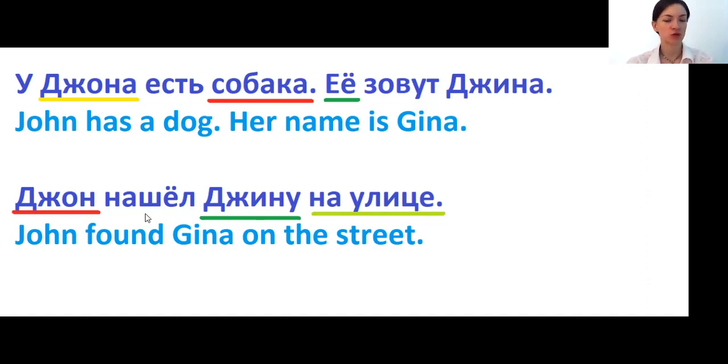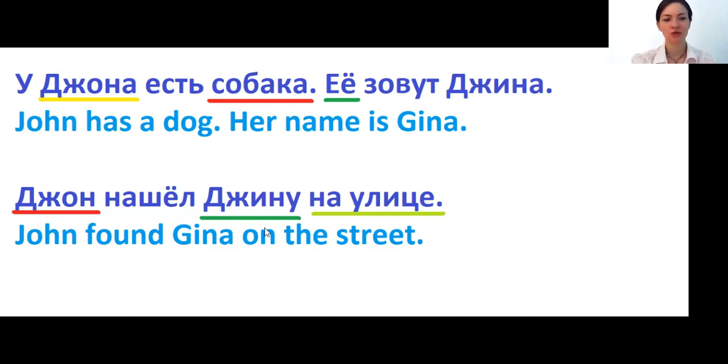John нашел кого? Джину. But why do we say у here? Because you need again to remember about nominative case. Nominative case, Джина. It finishes with a. And in feminine gender, in accusative, we must replace this vowel a with u. Джина, Джину. That's it.